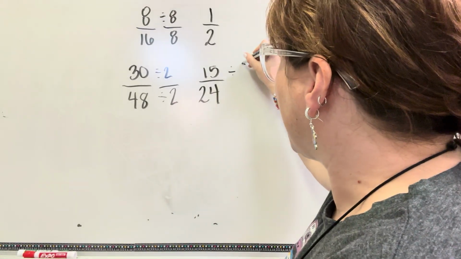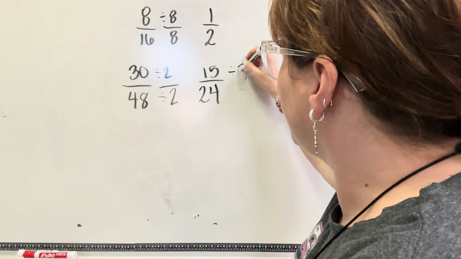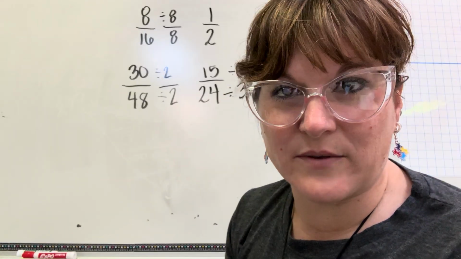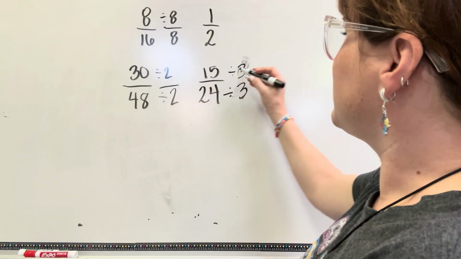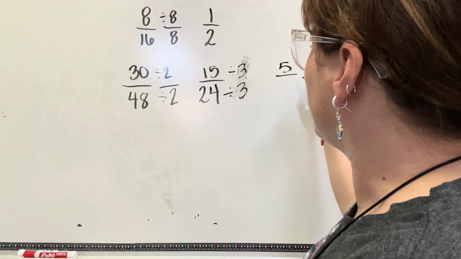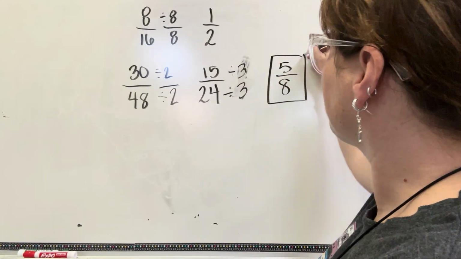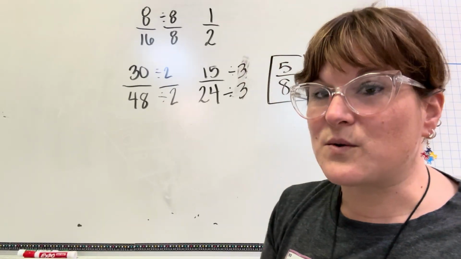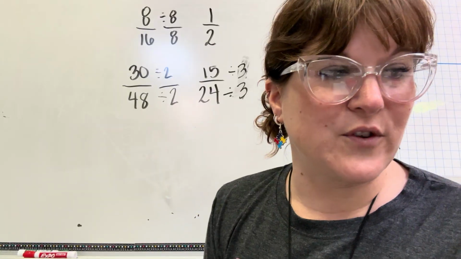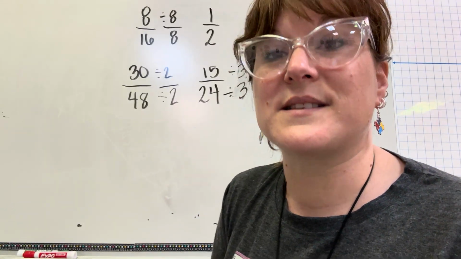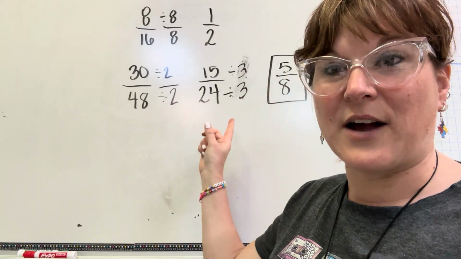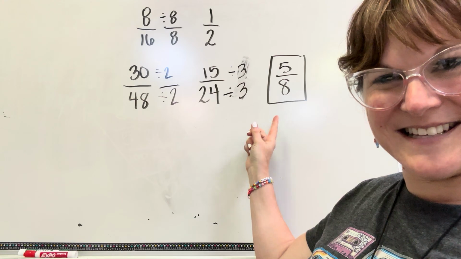I can divide by 3. Oh, it's important to write the right number. 15 divided by 3 is 5. 24 divided by 3 is 8. And that would be your answer. So sometimes students just go one step, but if it asks for the simplest form, or to simplify to the most you can simplify it to, you have to make sure it's all the way reduced to this number.